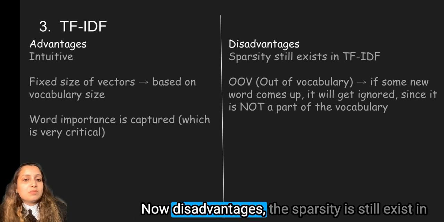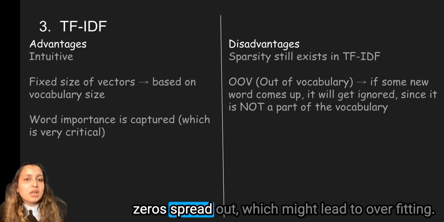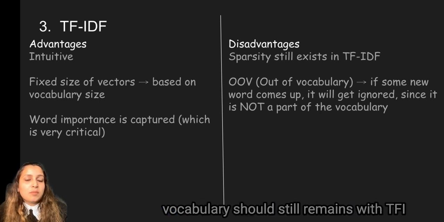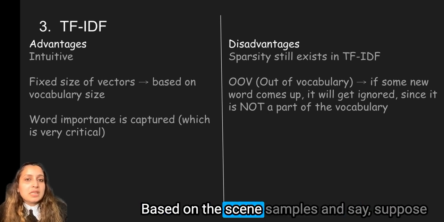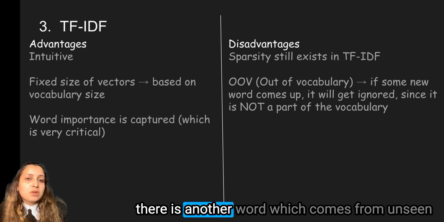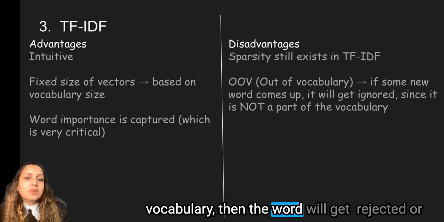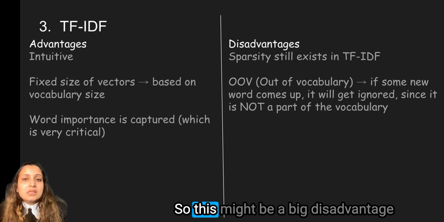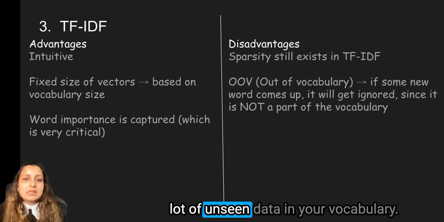Now the disadvantages. The sparsity still exists in TF-IDF resulting vectors. There are still so many zeros spread out, which might lead to overfitting. And similar to one-hot encoding and bag of words techniques, the out of vocabulary issue still remains with TF-IDF, because the vocabulary is deduced based on the seen samples. Suppose there is another word which comes from an unseen record which is not a part of your vocabulary, then the word will get rejected or ignored since it is not a part of the vocabulary. So this might be a big disadvantage for TF-IDF in case there is a lot of unseen data.